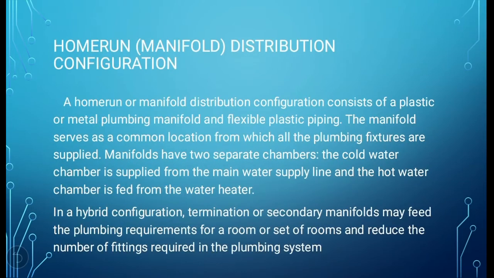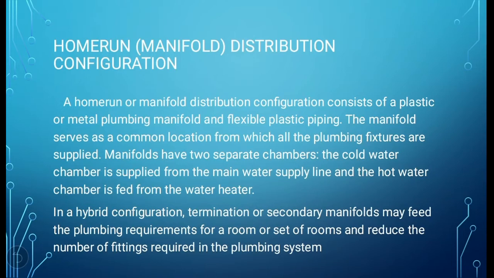Let's move on to the home run manifold distribution configuration. A home run or manifold distribution configuration consists of a plastic or metal plumbing manifold and flexible plastic piping. The manifold serves as a common location from which all the plumbing fixtures are supplied.